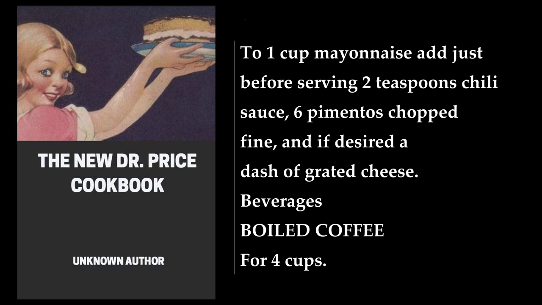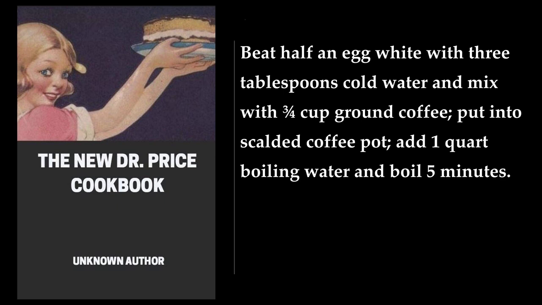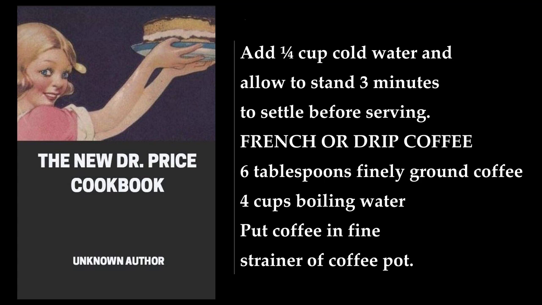Boiled coffee. 4 cups. Beat half an egg white with 3 tablespoons cold water and mix with 3/4 cup ground coffee, put into scalded coffee pot, add 1 quart boiling water and boil 5 minutes. Add 1/4 cup cold water and allow to stand 3 minutes to settle before serving.